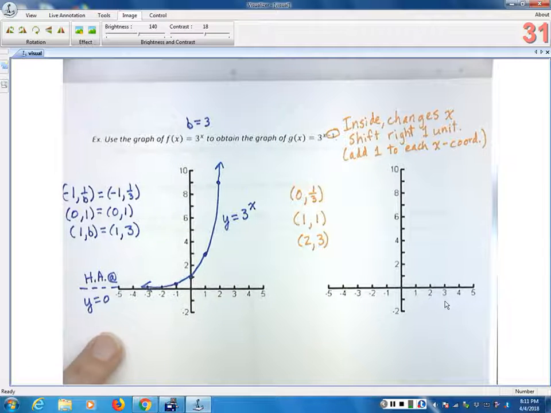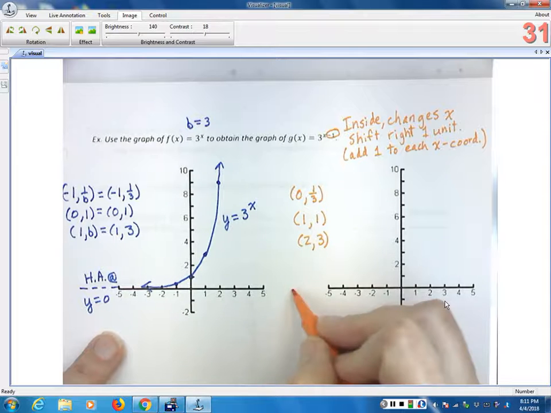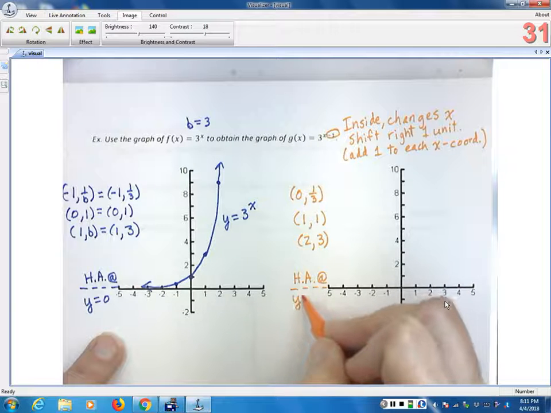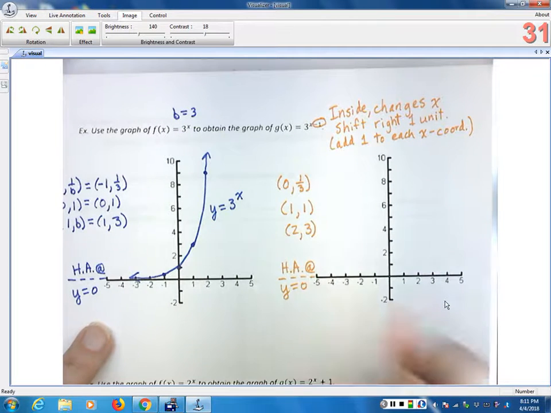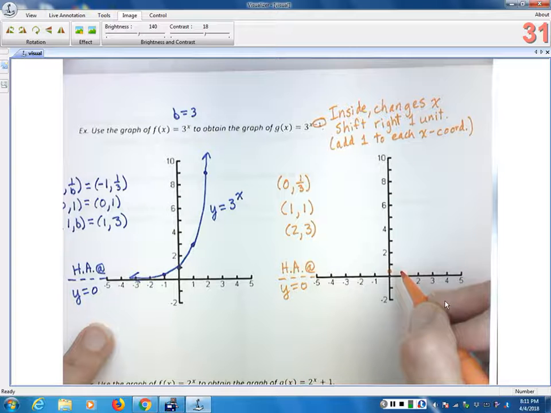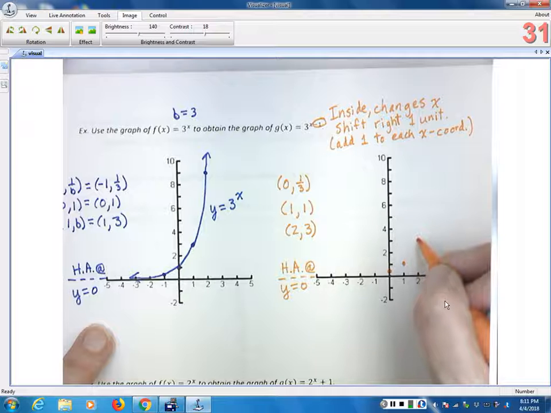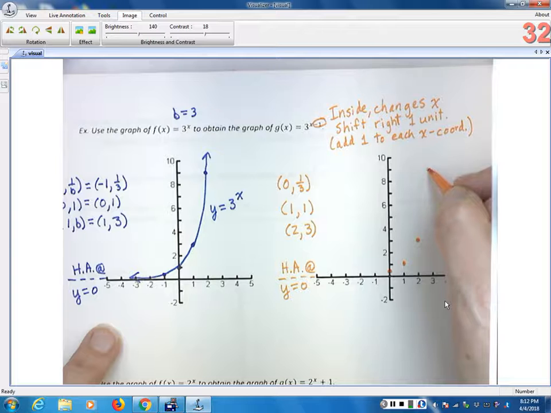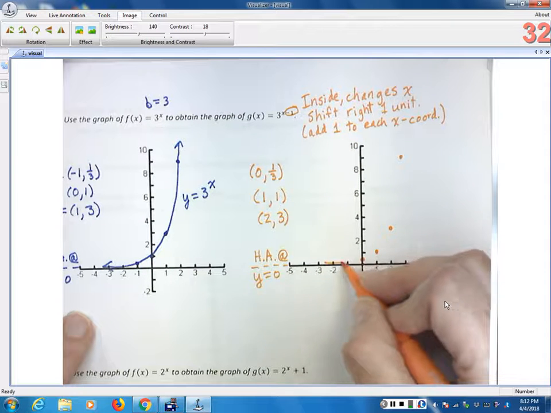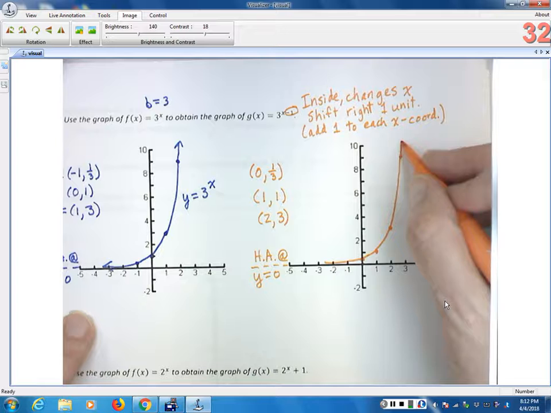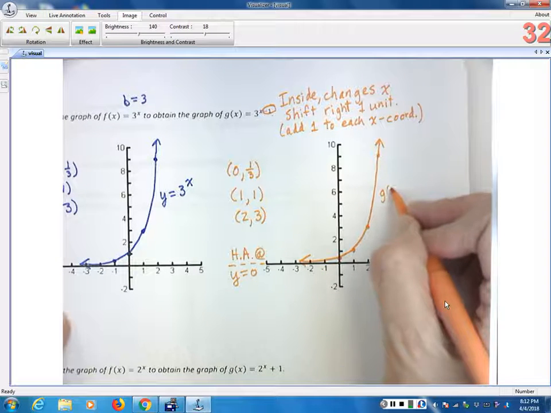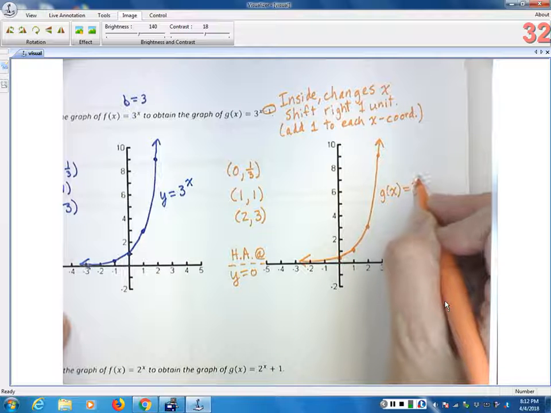Okay, so we have our HA at y equals 0 still. And then we're going to graph these: (0, 1/3), (1, 1), (2, 3), and 3 will be up at 9. I like to do that one too. So that's the graph of g of x equals 3 to the x minus 1.